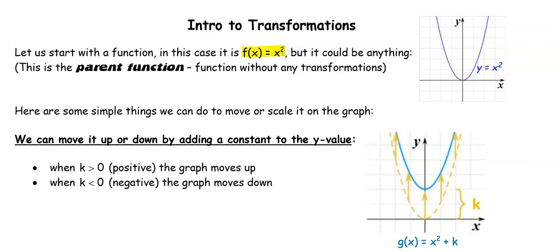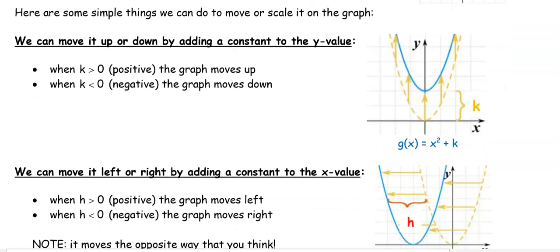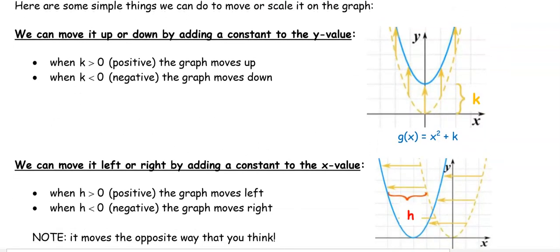Now it's called a parent function because it has no transformations. It's the most basic form of that function before you do anything to it. And there's some simple things that we can do to this graph. The first thing that we could do is we can move it up or down, and the way that we do that is we add a constant to the y value.